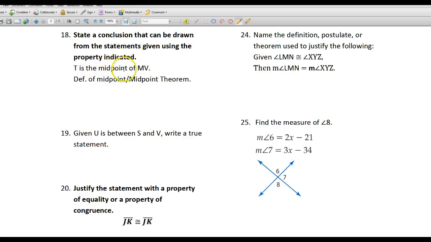So now, T is the midpoint of MV, and definition of midpoint or midpoint theorem. State a conclusion that can be drawn from the statements given using the property indicated. So if T is the midpoint of MV, by the definition of midpoint and the midpoint theorem, we can say that, well, let's make a diagram of this.